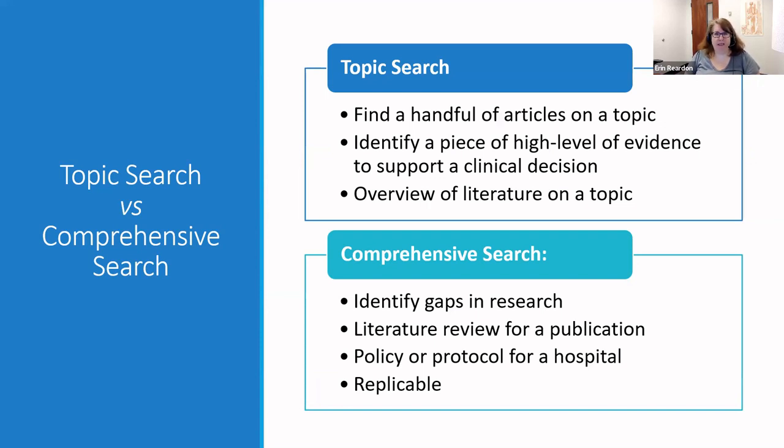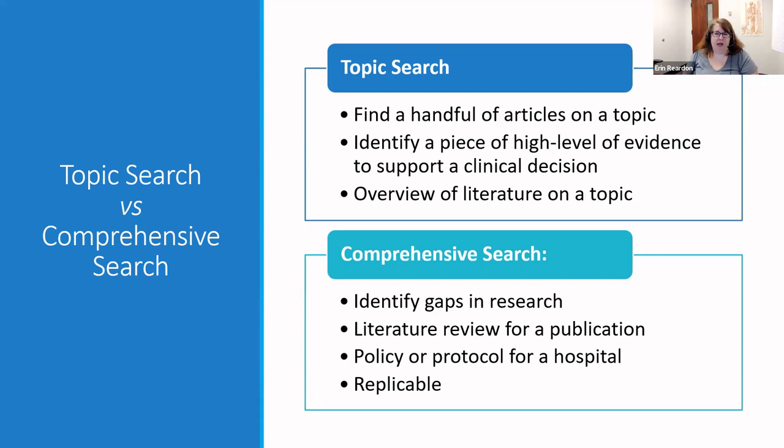You might be looking at the references to see what are some other articles about this topic. And you're following these breadcrumbs from article to article and getting a picture of some of the literature that's out there. So topic searching can be used to find a handful of articles about a particular topic. This can also be used, excuse me, if you want to identify a piece of high-level evidence to support a clinical decision, or if you're just trying to get a broad overview of literature on a topic, is when you will use topic or exploratory searching.